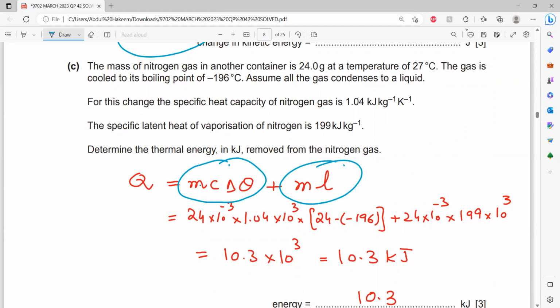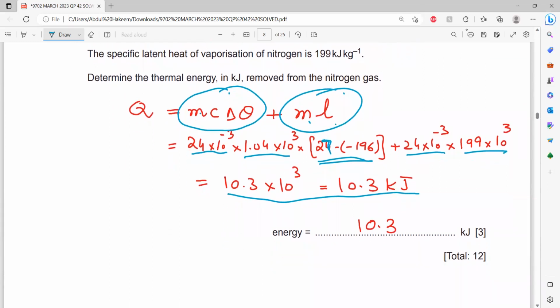So mass in kilogram, specific heat capacity, and change of temperature. 24, change of the temperature is 27 minus this minus, so the total change is this, plus the mass in kg times the latent heat. When you calculate, the total answer is coming 10.3 times 10 power 3, 10 power 3 kilojoule, because the answer is required in kilojoule.